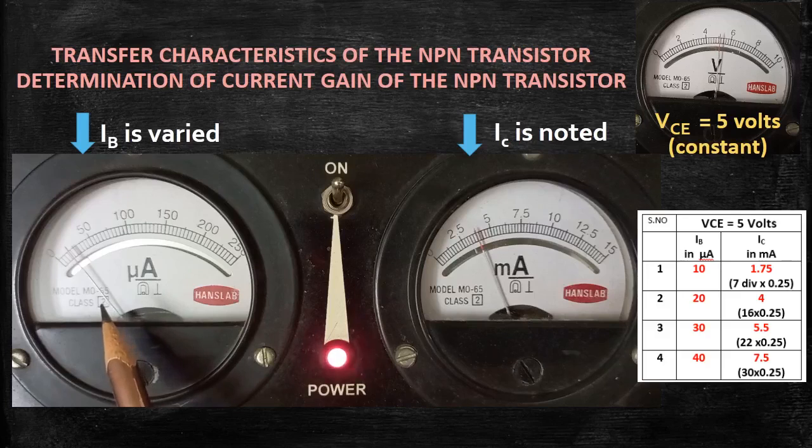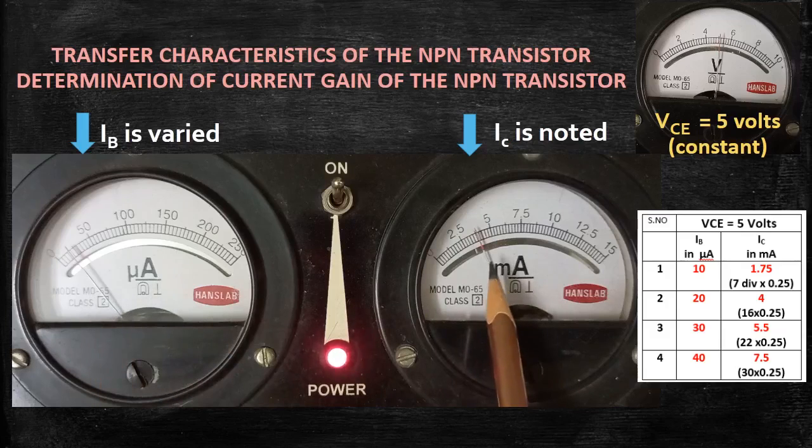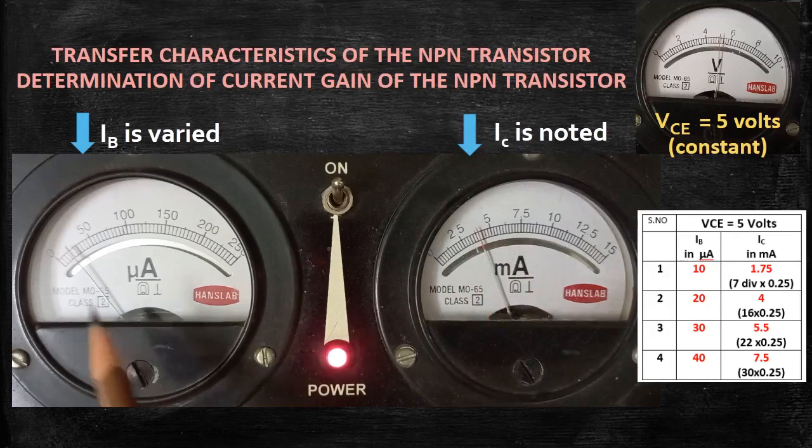Now it is exactly at which division? 4th division, 4 into 5, 20. Look at the reading here. It is coinciding with the 16th division. 16 into 0.25, 4. 4 is the milliammeter value. Note down. Now it is increased from 20 microampere to 30.